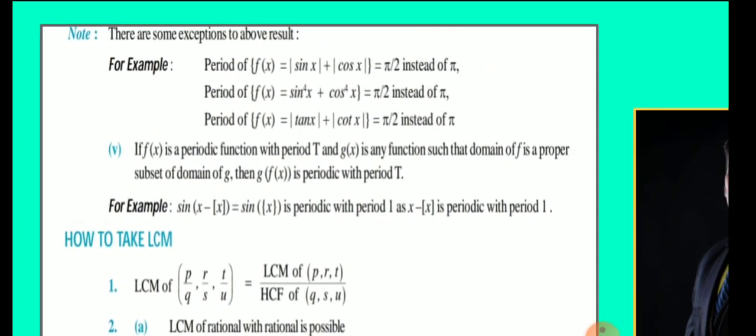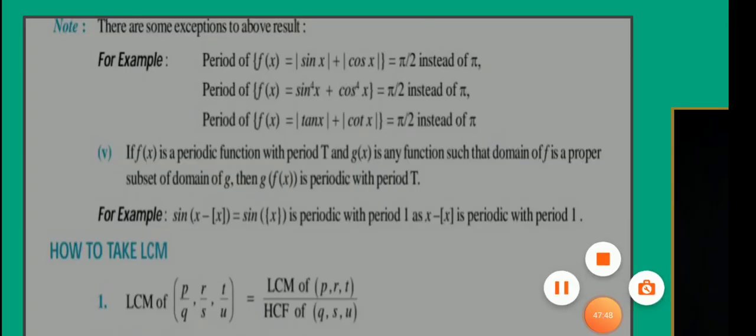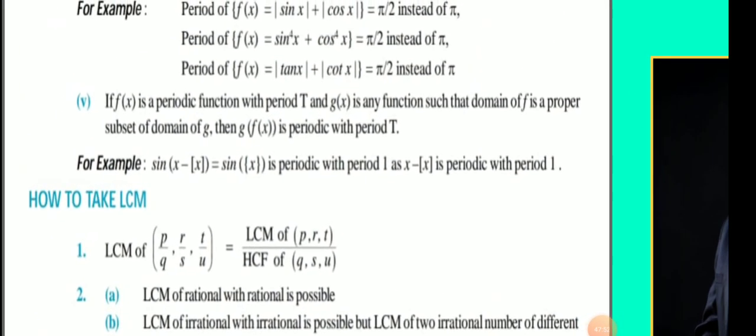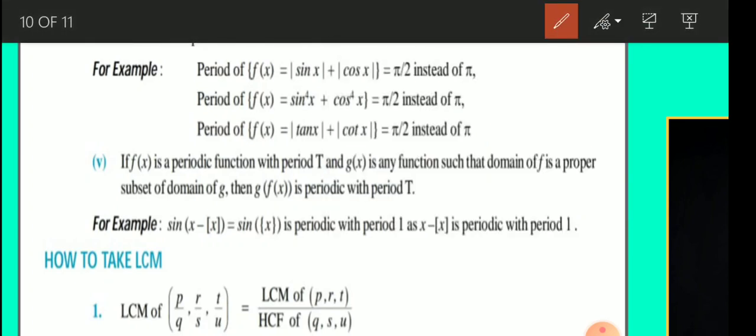There are some exceptions to the above results. Mod sin x and mod cos x have period pi. Pi by 2 instead of pi here. So the period of mod sin x plus mod cos x is pi by 2. The period of sin to the power 4x plus cos to the power 4x is pi by 2 instead of pi, right? And mod tan x plus mod cos x has period pi by 2 instead of pi. Although if you go for the LCM you will find pi, the result is pi by 2.